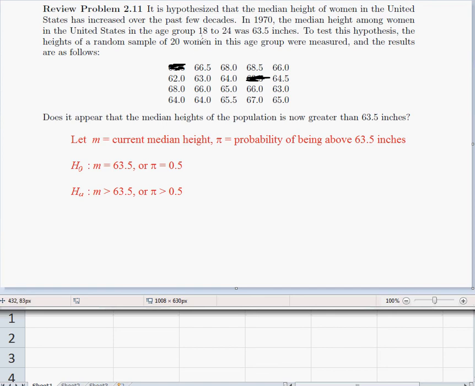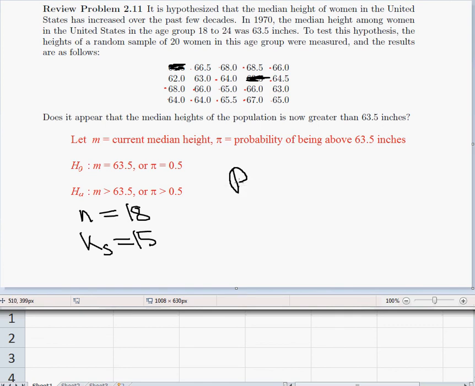Now I count the number of heights that are above 63.5. So I have 1, 2, 3, 4, 5, 6, 7, 8, 9, 10, 11, 12, 13, 14, 15. So of this sample, we have 15 that are above 63.5. So I have a sample of size 18, of which 15 have heights above 63.5 inches.